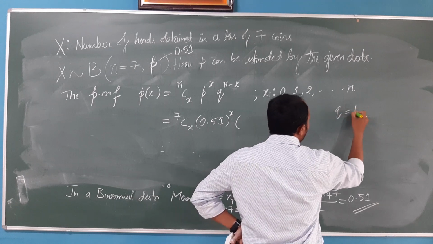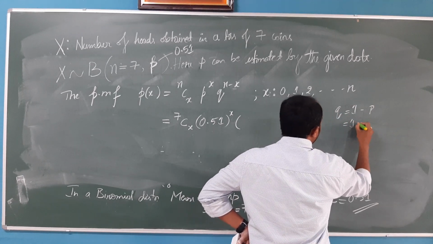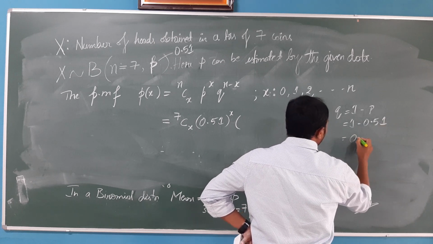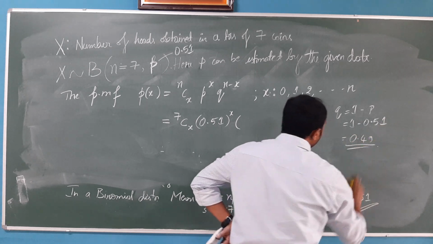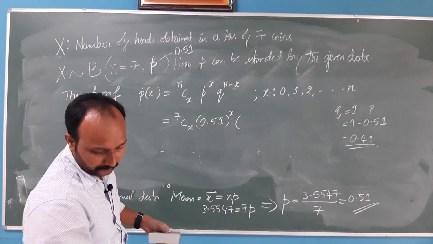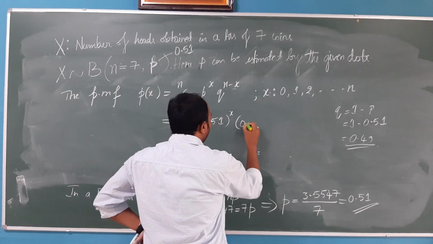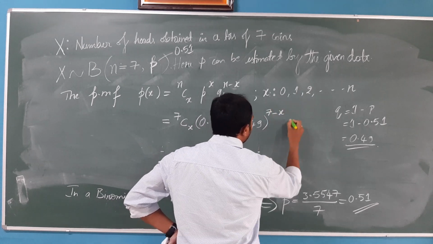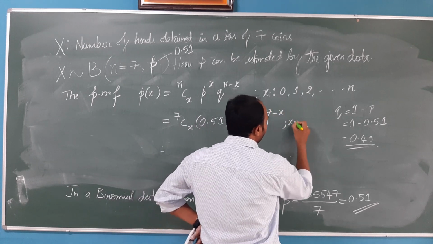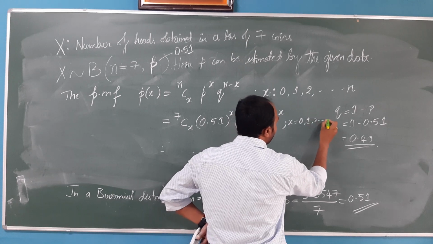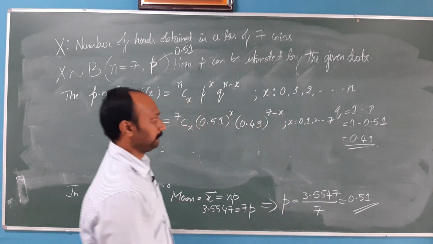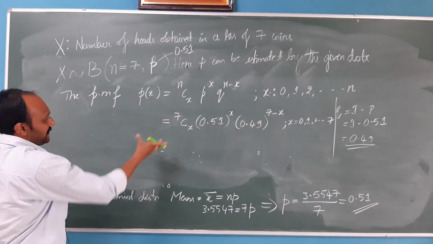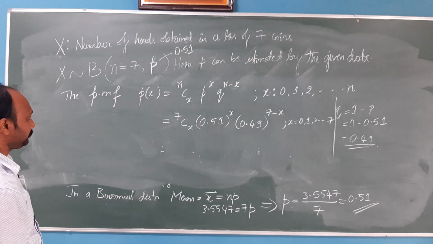What is q? Q is 1 minus p, that is 1 minus 0.51. What will be the answer? 0.49 will be the q value. So 0.49 to the power 7 minus x, where x can take values 0, 1, 2, up till 7. So this is the customized version for our problem.